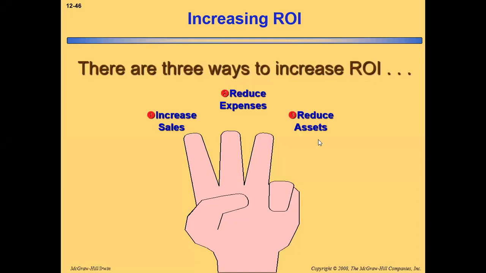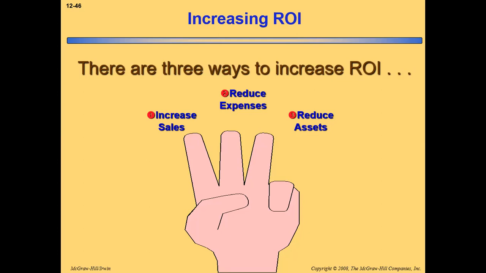Okay, so there are three ways to increase ROI. We can increase sales, we can reduce expenses, and reduce asset. So from this formula, if we increase sales, our formula is what? NOI, net operating income, divided by average operating asset. That is our formula for the ROI. So if our net operating income is increased, then our ROI also increases. So if our sales increase and if our expenses or our asset is reduced, then our ROI will be increased.